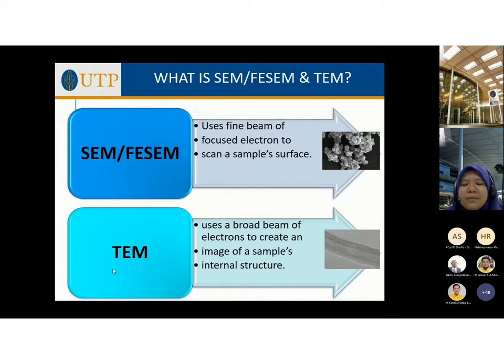And for TEM, the internal structure is, for example, like CNT. This is an example of an image of carbon nanotubes, where we can clearly see the inner tube of the material. And if we zoom in on the image, we can also see the layers of the wall of the carbon nanotubes. Alright, okay, the next one.